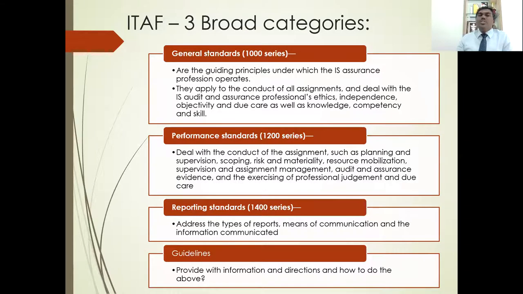And this is the bifurcation. General standards is nothing but, in simple layman's wording, your SA 200 and the basic requirements. What is independence? What is ethics? All of them are covered. Then you have your performance standards, which deal with how you should be doing the work: planning, supervision, scoping. Third comes reporting. How are you supposed to do the reporting? Address the reports, types of report, communication. All of this gets covered in reporting. And last is guidelines. Guidelines provide the direction on how you should be focusing on these items.